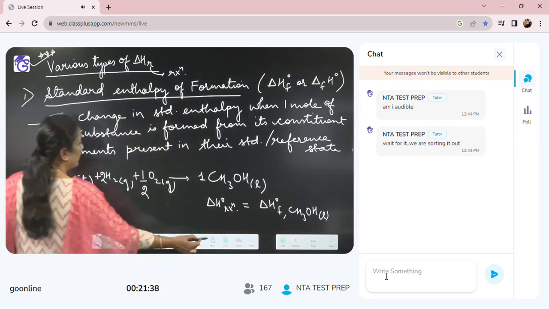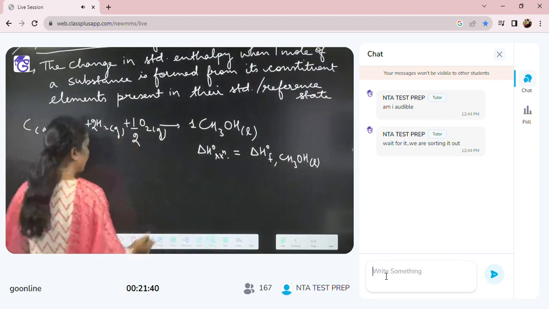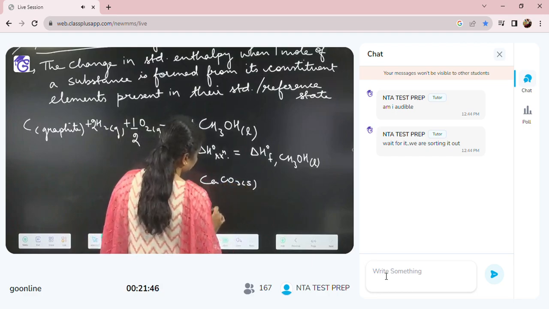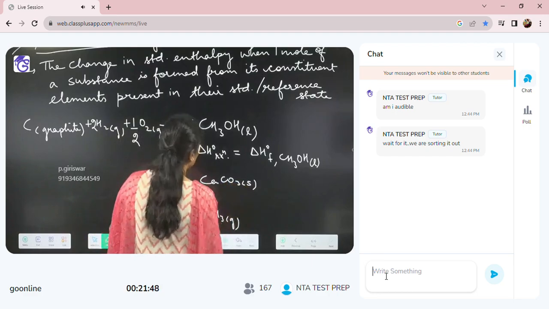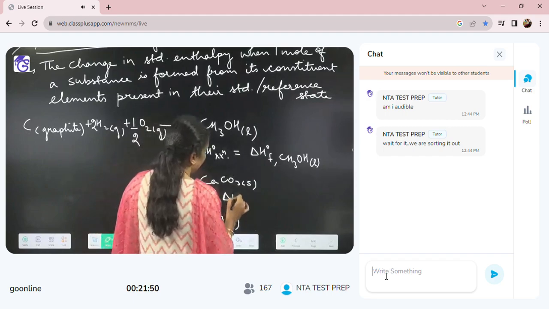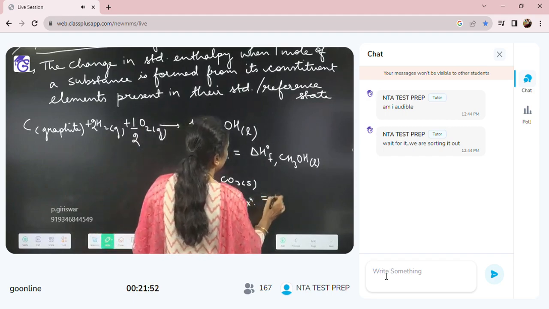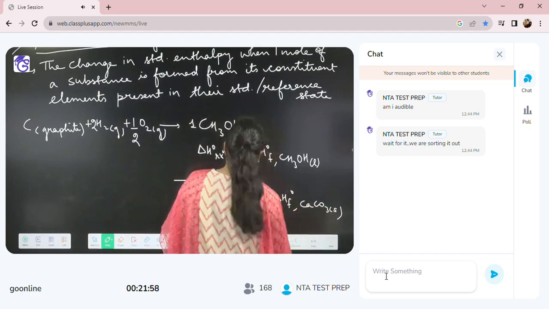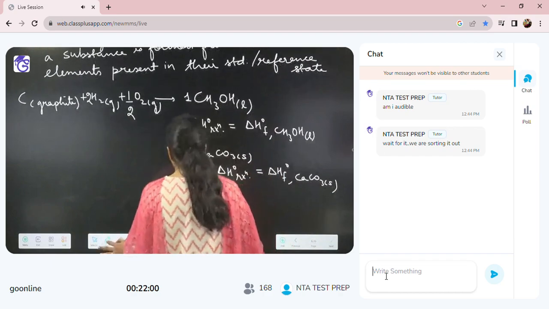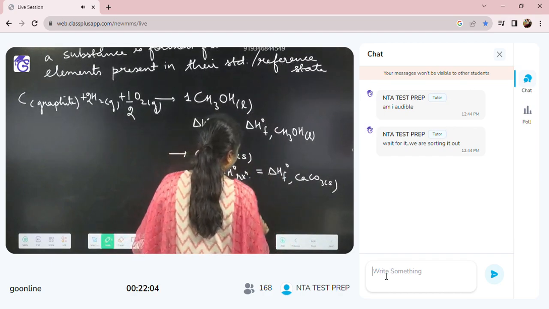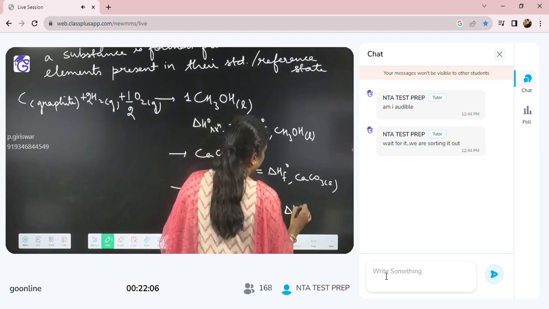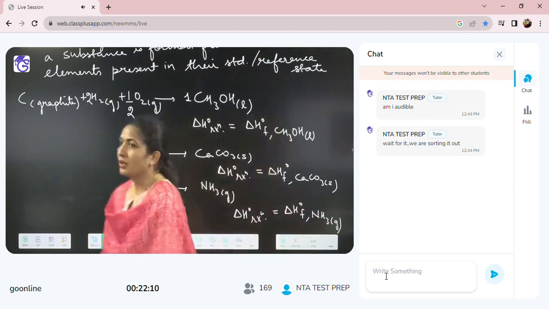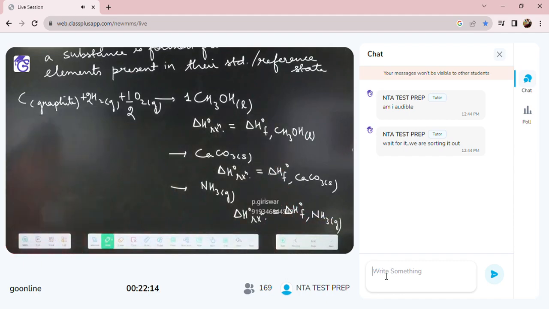Getting it? Now I'll be writing a few more compounds. You have to write down the reaction here. I'll give you a little bit of time. Try to write it down. NH3 gas. For these two you write down. Delta H naught for the reaction, that is equal to delta HF naught for CaCO3 solid. Delta H naught for the reaction, that is equal to delta HF naught for ammonia gas. Write down the equation here, everyone.